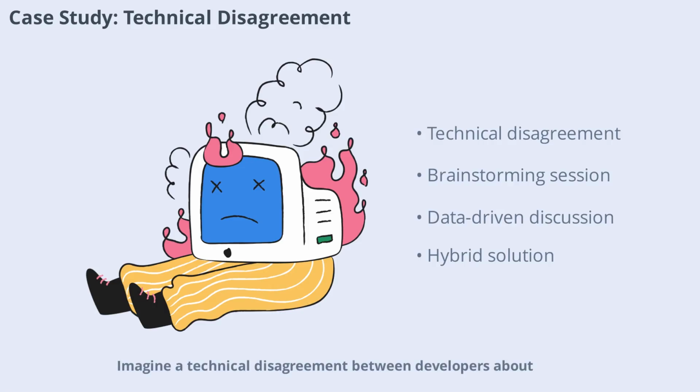Imagine a technical disagreement between developers about the best solution for a project feature. The source is technical opinion, and the stage is perceived conflict. The context includes tight deadlines and high visibility. You organize a brainstorming session, encourage data-driven discussion, and use the collaborating approach. The team agrees on a hybrid solution, leveraging strengths from both proposals.